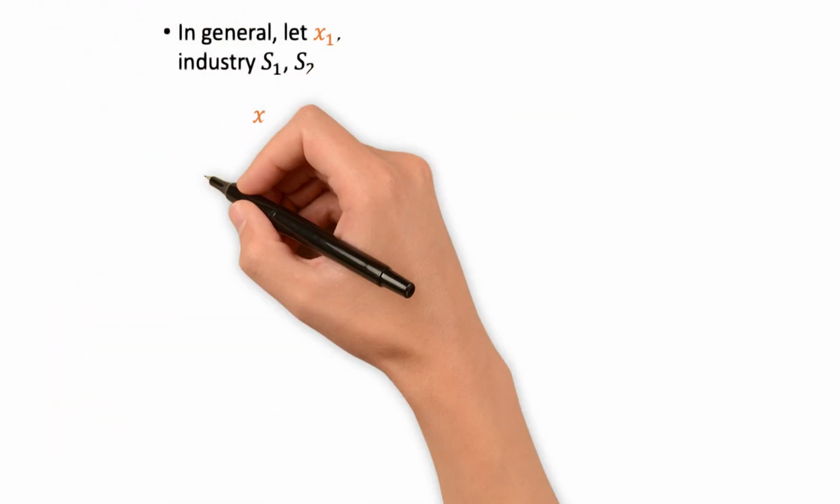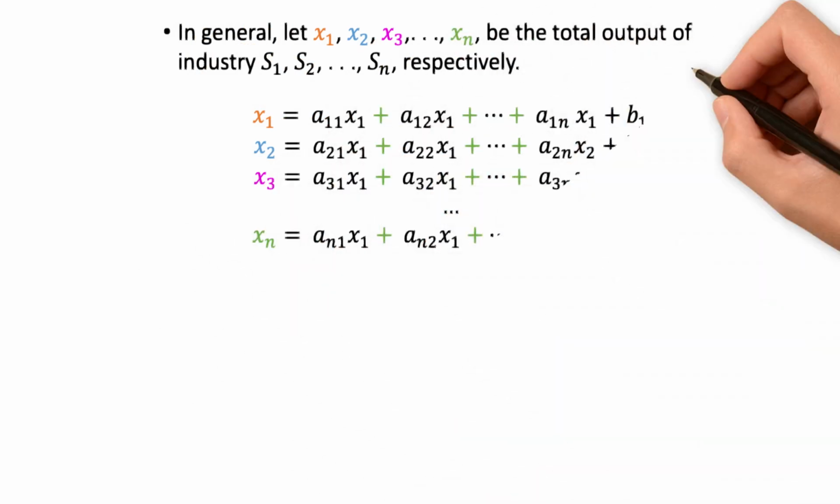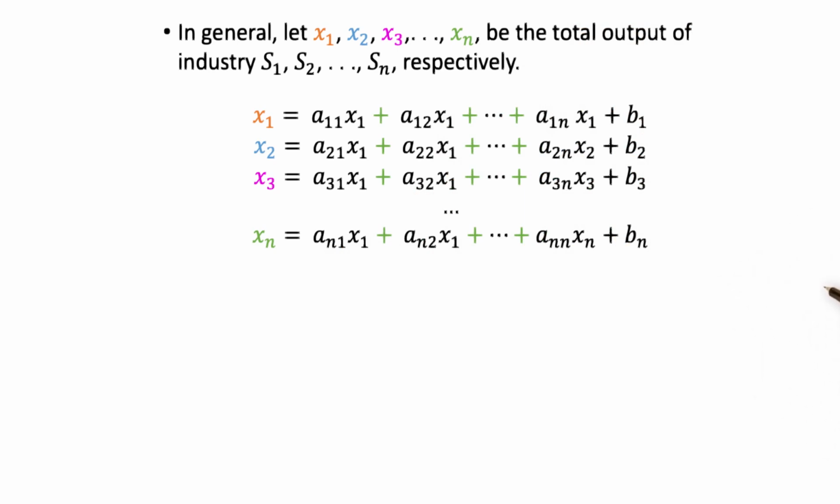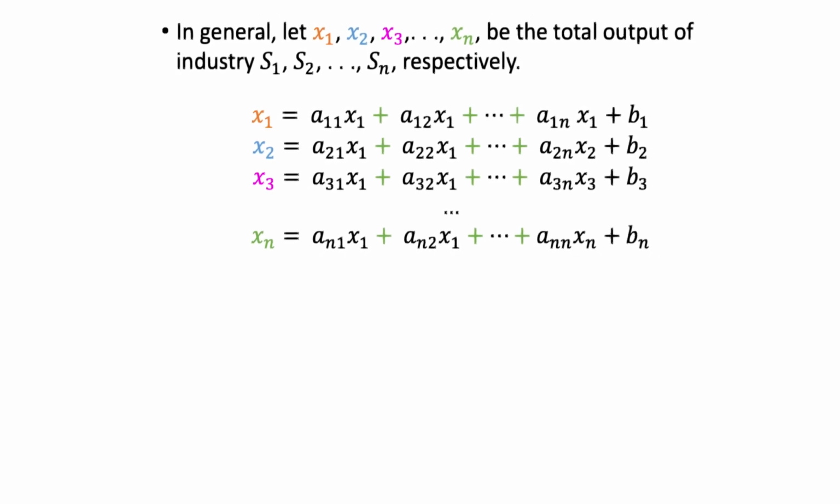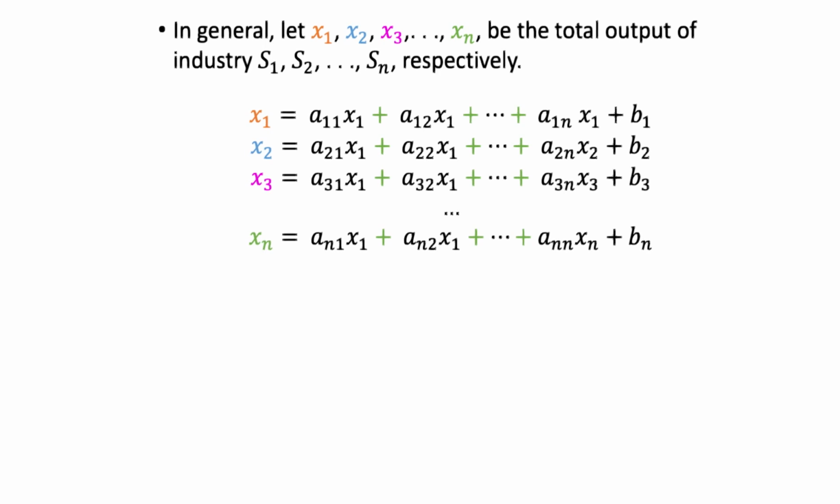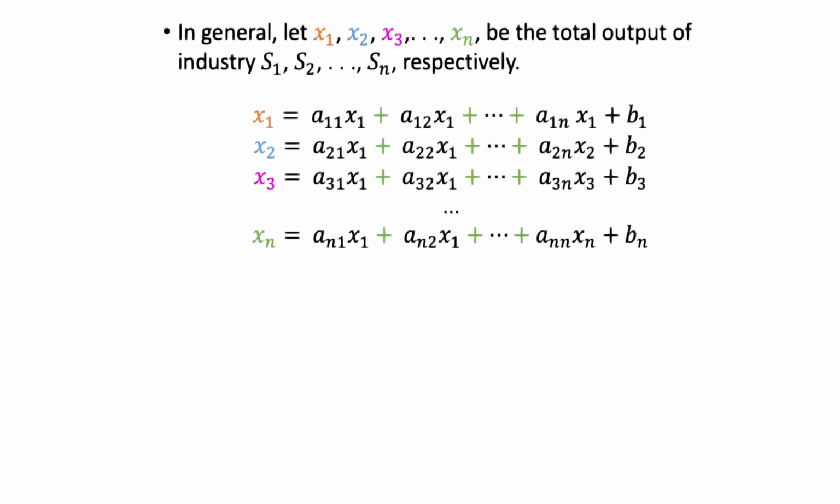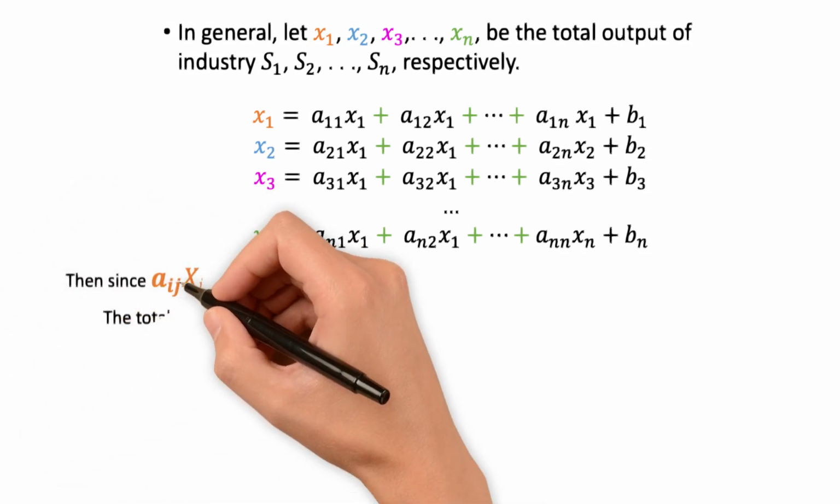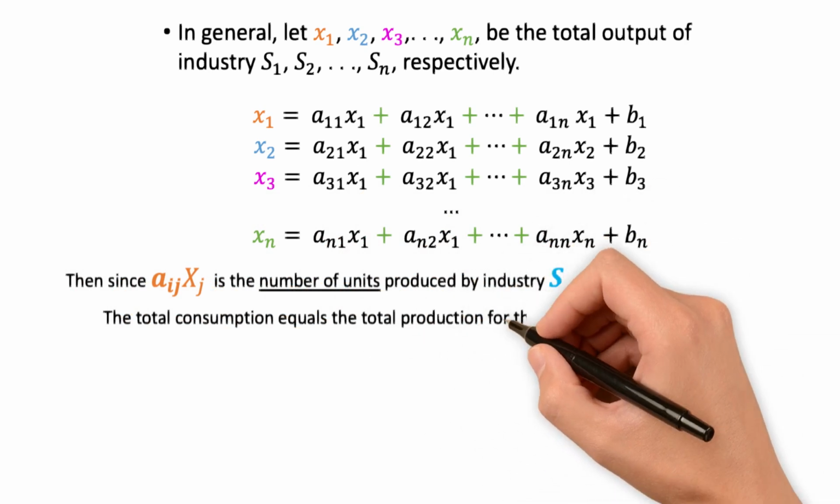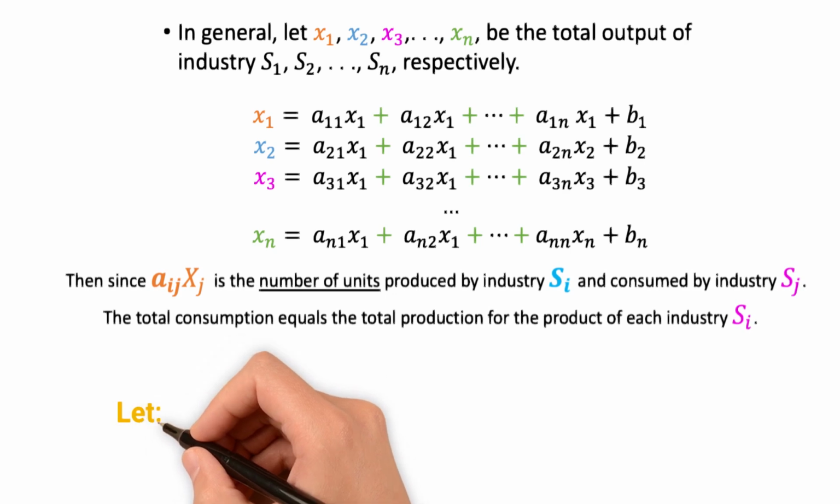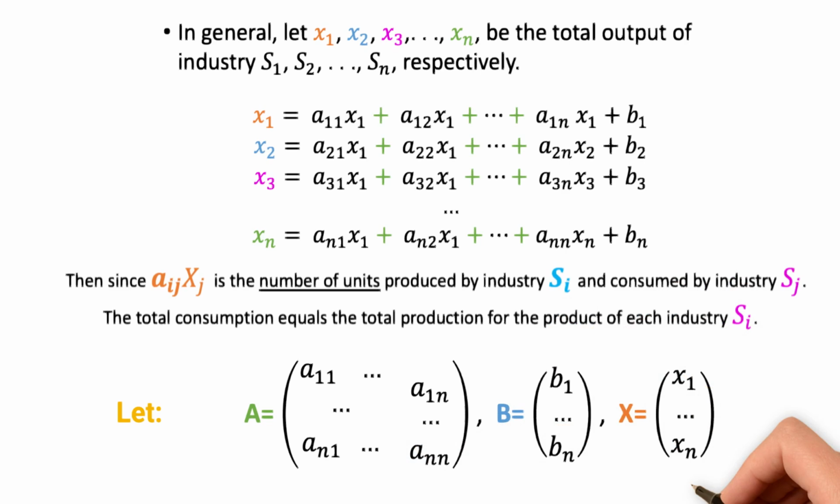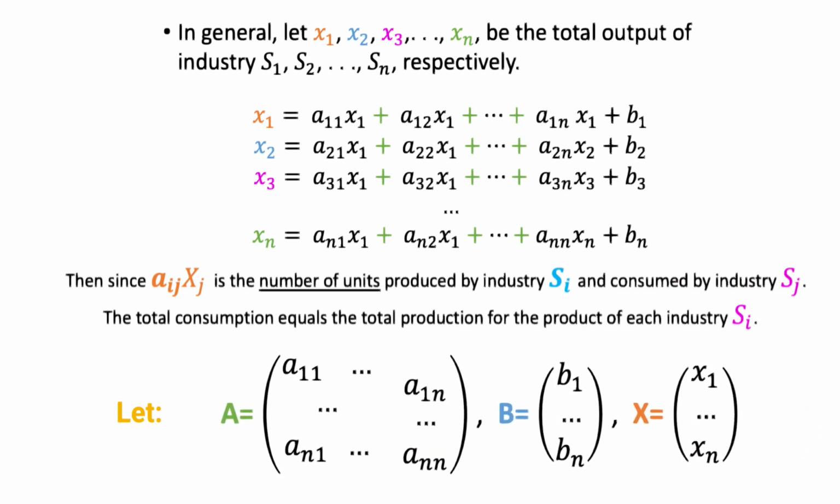In general, we let X1, X2, X3 until Xn be the total output of industries S1, S2 until Sn, respectively. For example, in this case, X1 equals A11 X1 plus A12 X2 plus A1n Xn plus B1. So then we can use all this data until Xn equals An1 X1 plus An2 X2 plus Ann Xn plus Bn. Then, since Aij Xj is the number of units produced by industry Si and consumed by industry Sj, the total consumption equals the total production for the product of each industry Si.